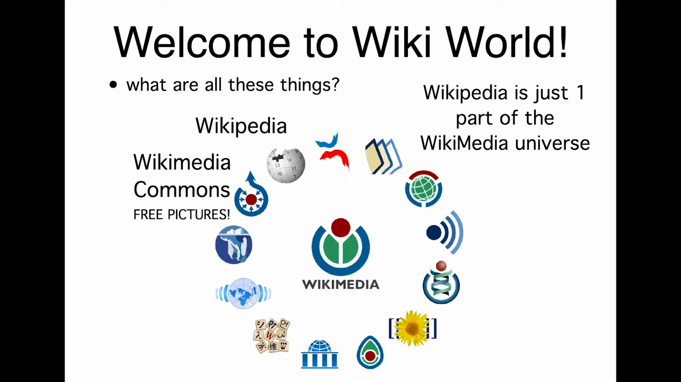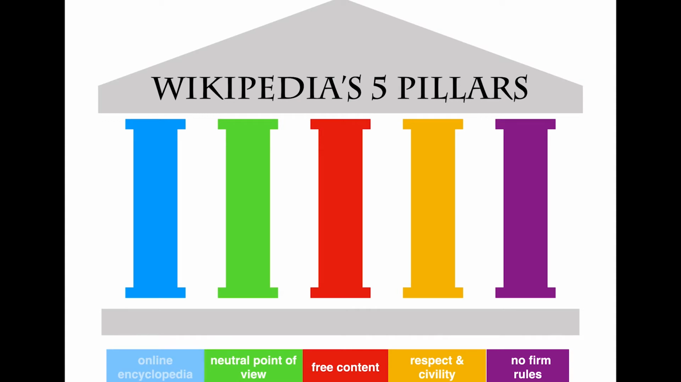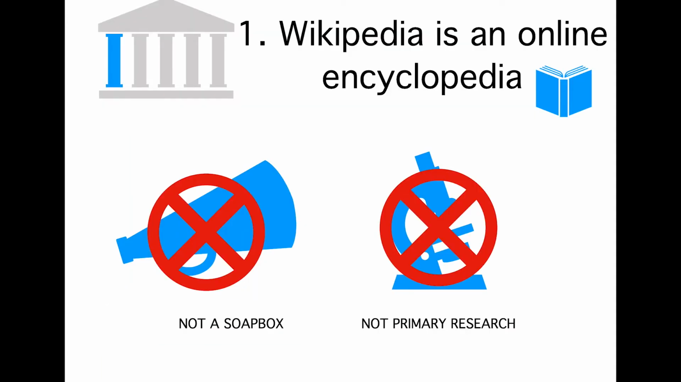So basically, Wikipedia is part of this whole Wikimedia universe. You might have seen some of these symbols before. This one's Wikipedia, and this one's Wikimedia Commons, which has free pictures. I have some of my graphics up on Wikimedia Commons to make it easier for people to use. But anyway, Wikipedia has these 5 pillars. First, it's an online encyclopedia, neutral point of view, free content, respect and civility, and no firm rules. We'll go into these.